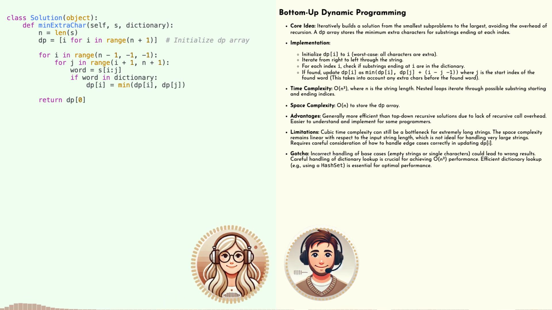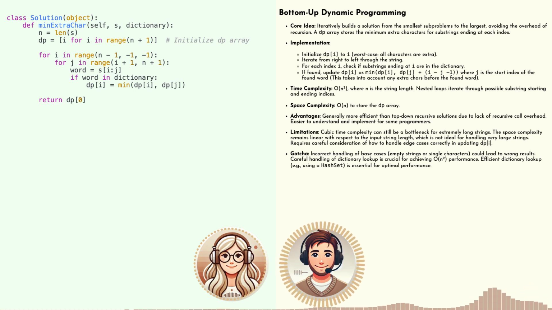And then here's the key part. We iterate through all possible starting indices to the left of right. Let's call it left. So for each right index, we're checking all the substrings that end at that right. Exactly. And for each left index, we check if the substring from left to right is a valid word in our dictionary. So we're trying to find words within the string that end at that right index.